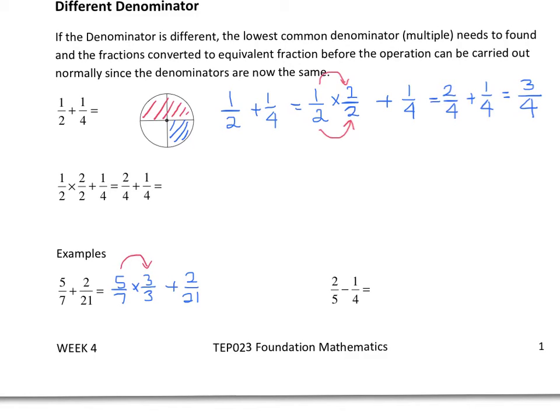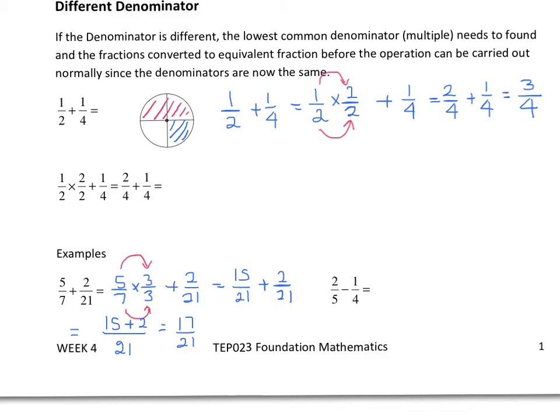5 times 3 is 15. 7 times 3 is 21. So we've got 15/21, add 2/21. Going down here. Notice all the working I'm doing. This is what I need to see when you perform one of these operations. The denominator stays as 21, so 15 plus 2 in the numerators. Add the two numbers in the numerator. 17/21 is the answer.